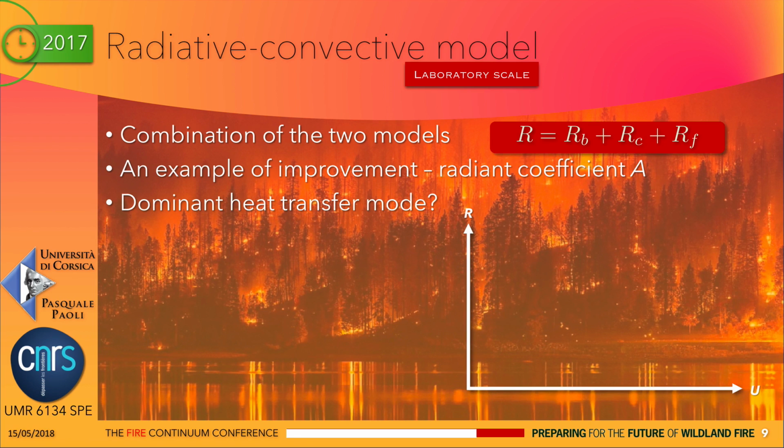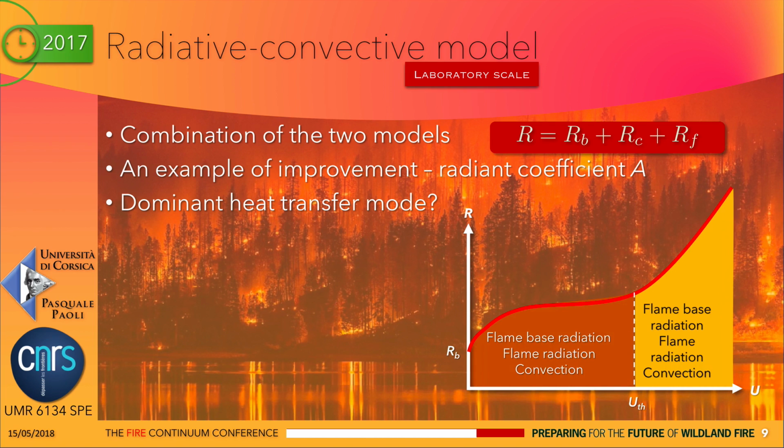Okay, now we have a complete model with radiation and convection, but what is the dominant heat transfer mode? In fact, the rate of spread is an increasing function of the wind velocity. After a fast increase, the rate of spread reaches a plateau, which is obtained for a threshold value of the wind speed. Below this value, we can say that flame radiation is negligible. Above this value, the competition between flame radiation and convection involves a negligible flame base radiation.